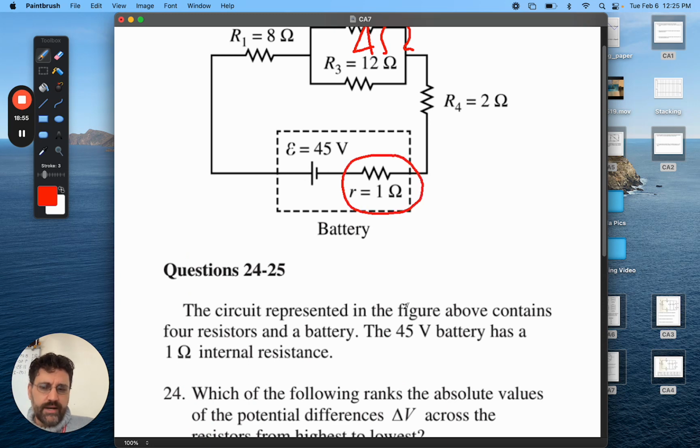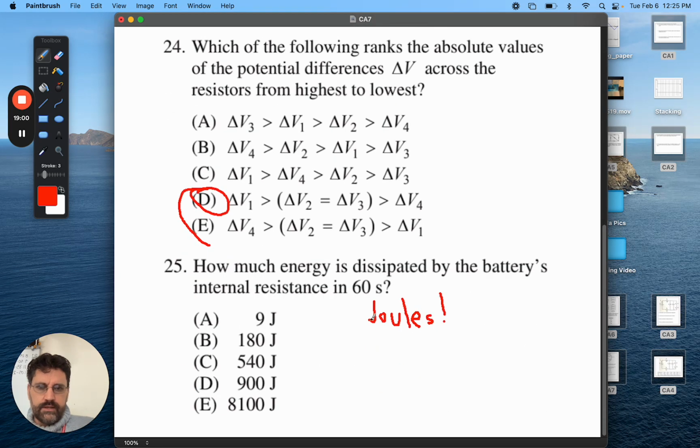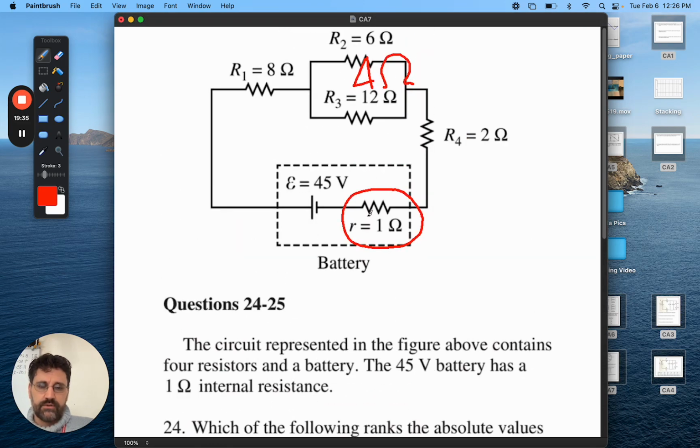Then we need to know how many coulombs went through it in 60 seconds. So joules per coulomb times coulombs is what we want to do. To find how many coulombs in 60 seconds, we're going to need to find the current, because that's in coulombs per second. So the current in coulombs per second times 60 seconds will give us coulombs. We multiply that by the voltage right here in this one particular resistor, and then we're done.